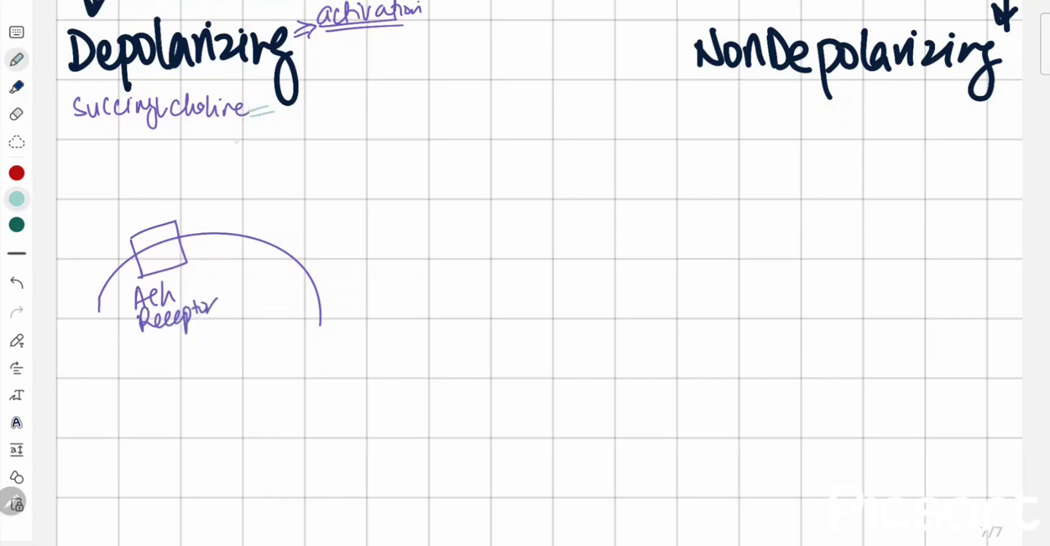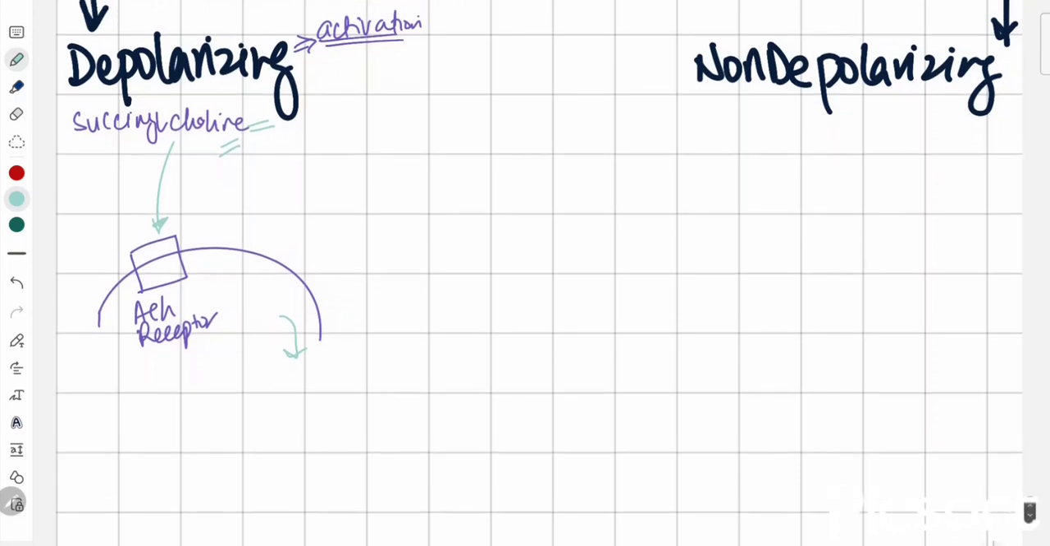Succinylcholine is an analog of acetylcholine. So this is going to come and bind here, and this is going to generate an action potential in the muscle, and that is going to cause activation of the muscle, right? That's true. That is how a depolarizing one occurs. Now you see that this succinylcholine has a longer duration for remaining attached to this ACh receptor.